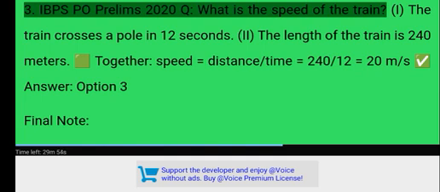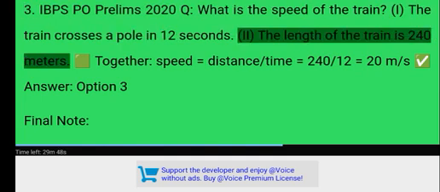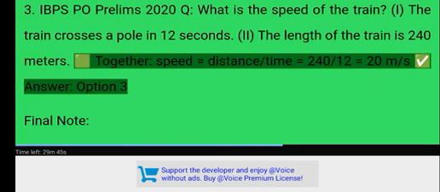PYQ 3: IBPS PO Prelims 2020. What is the speed of the train? 1. The train crosses a pole in 12 seconds. 2. The length of the train is 240 meters. Together, speed equals distance over time, which is 240 over 12, equals 20 meters per second. Answer: Option 3.